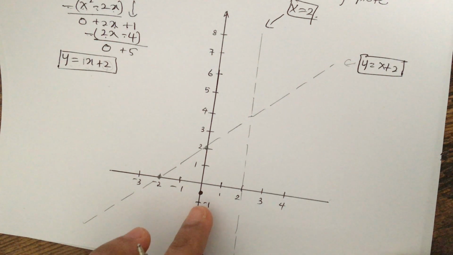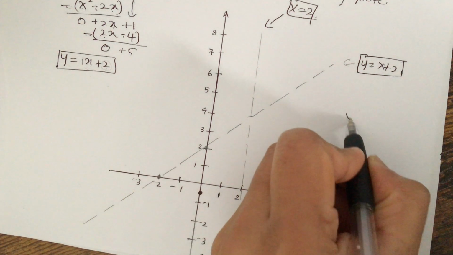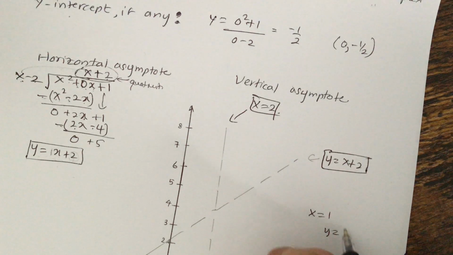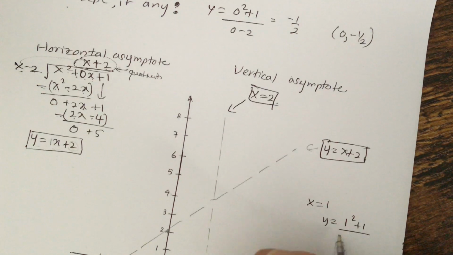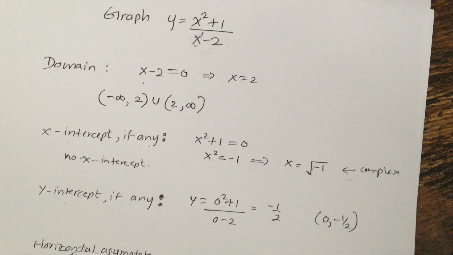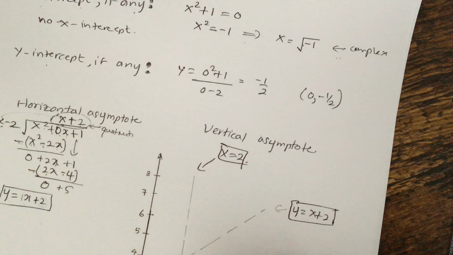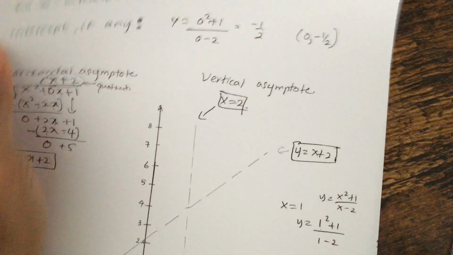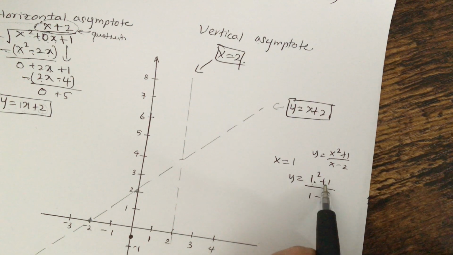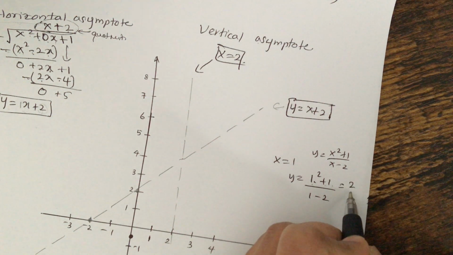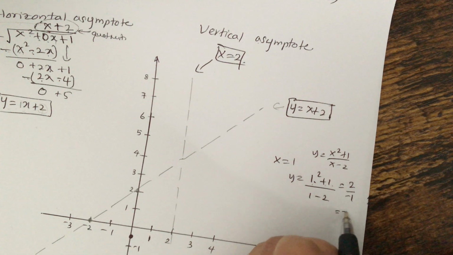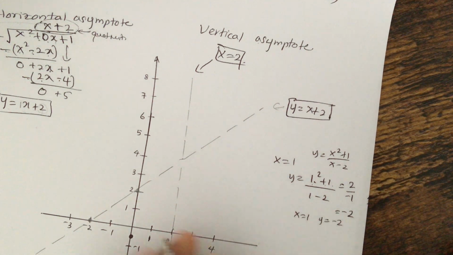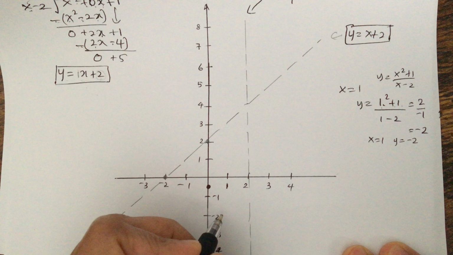So let's look at the shape of this graph. Let's find, at x equals 1, what's the value of your function? The function is y equals x squared plus 1 over x minus 2. At x equals 1, 1 squared plus 1 is 2, over negative 1, which is negative 2. So at x equals 1, y equals negative 2.